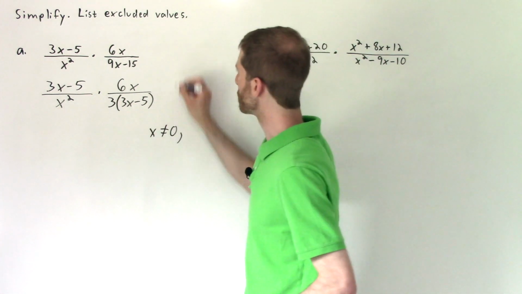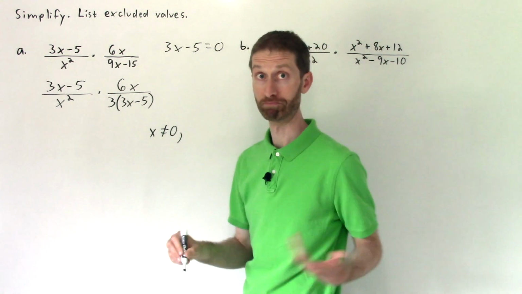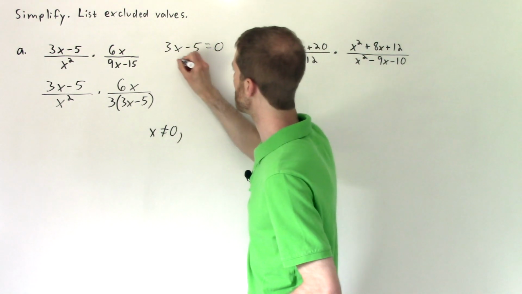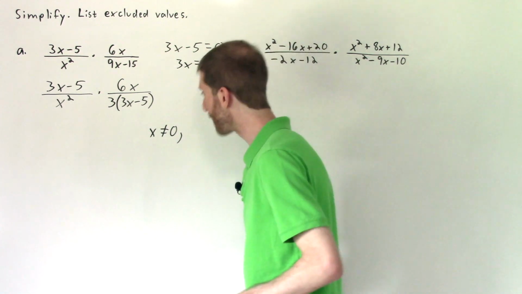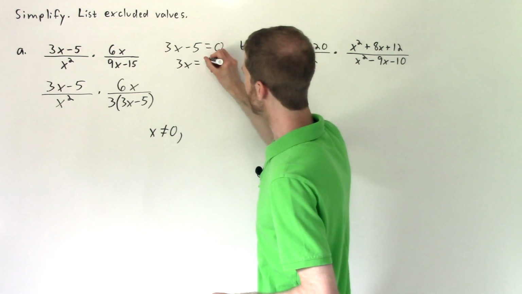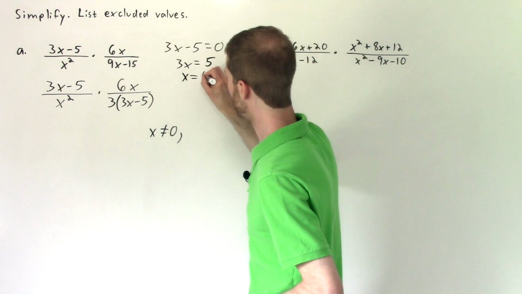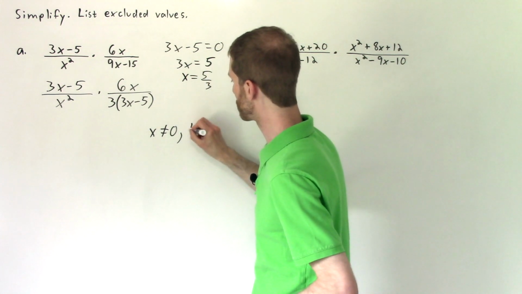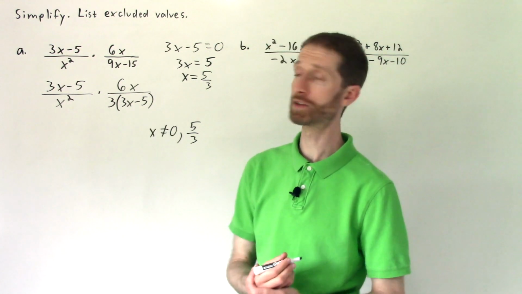3x minus 5, we'll do a little bit of side work. When that's equal to 0, we'll have an issue. We'll have an excluded value. So I add 5 to both sides, I get 3x equals 5. Add 5 to 0, you get 5. Then divide by 3 and you get x equals 5/3. Nice. So those are the two x values that x cannot take on, otherwise we'll get 0 in the denominator.